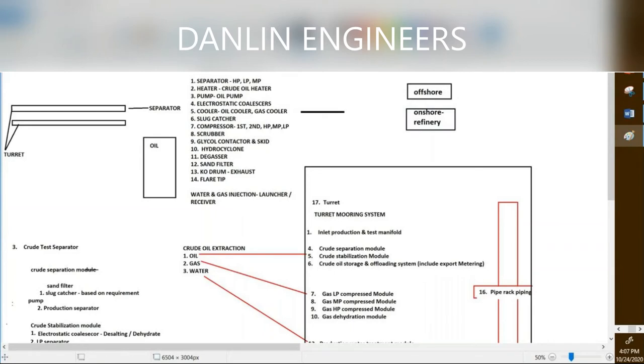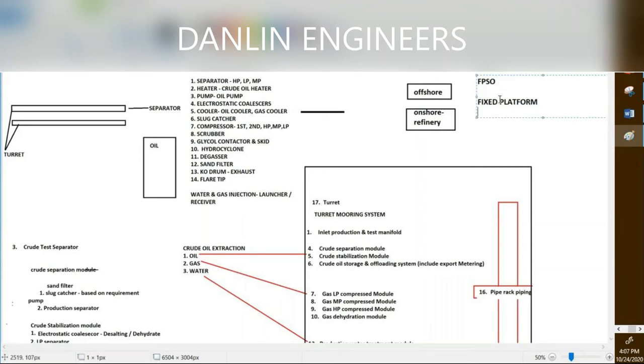Offshore obviously means the FPSO will come into the picture, and then the fixed platforms. So these two categories first, and if we need more later, we can add it. Both are located at the seabed. This one is the floating one and this is the fixed one; we can know that from the naming itself.